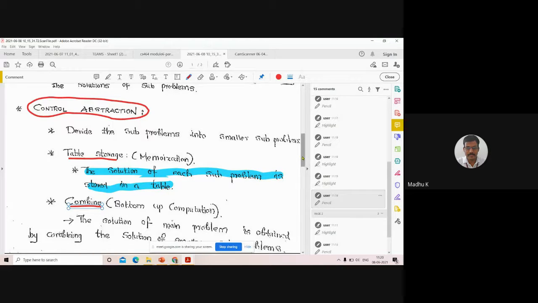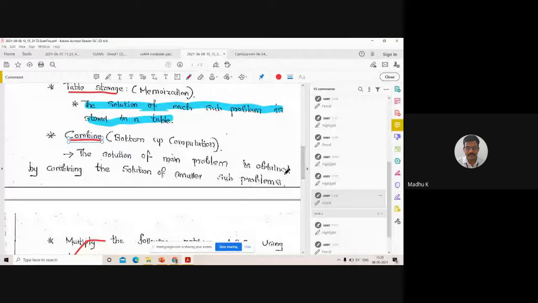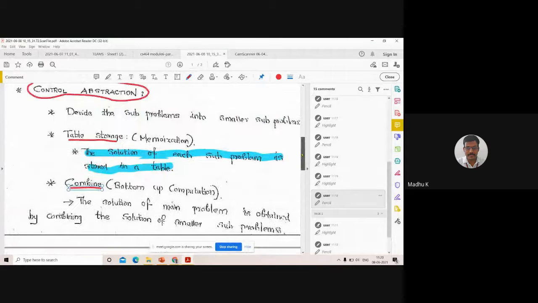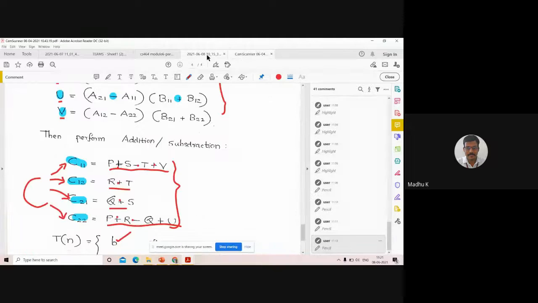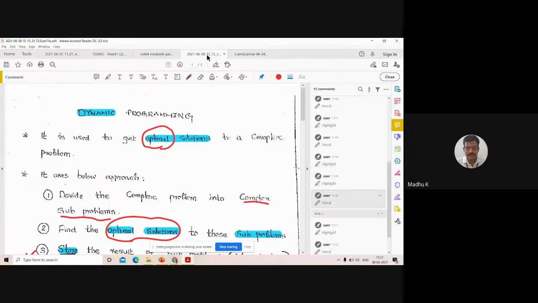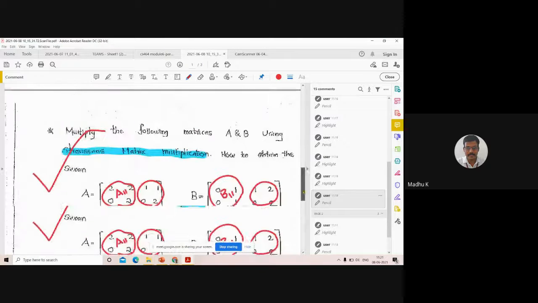So next we will start the next class. We will discuss some problems that can be solved using the dynamic programming approach. Today we discussed matrix multiplication and Strassen's matrix multiplication, then the dynamic programming approach and its introduction. Thank you.